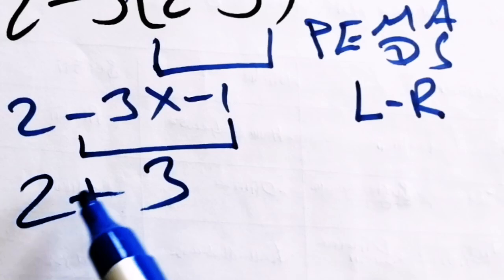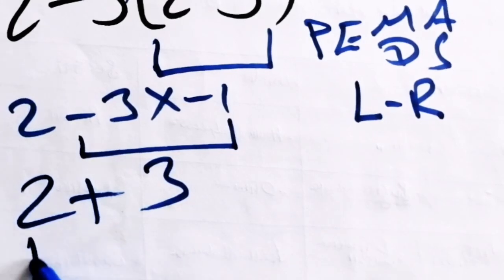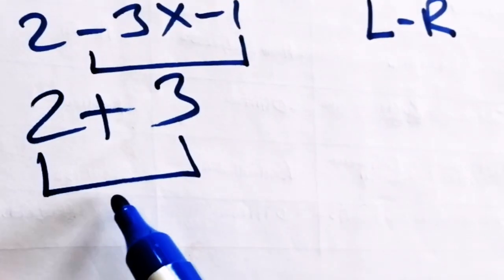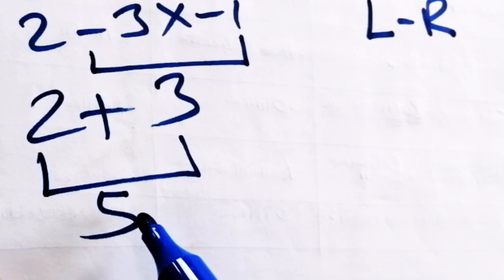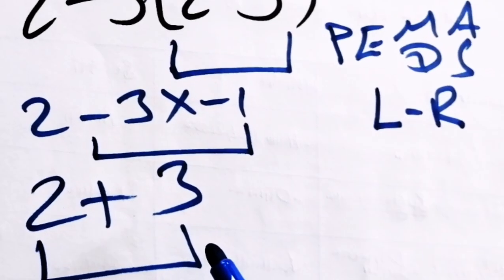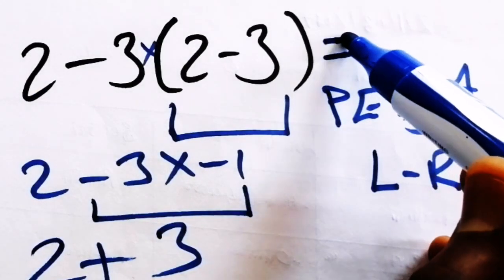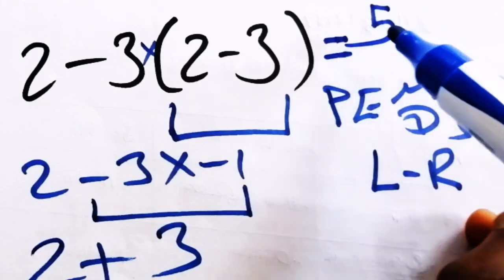Then 2 plus 3, which equals 5. Therefore, this is the correct answer of this problem. The correct answer is equal to 5.